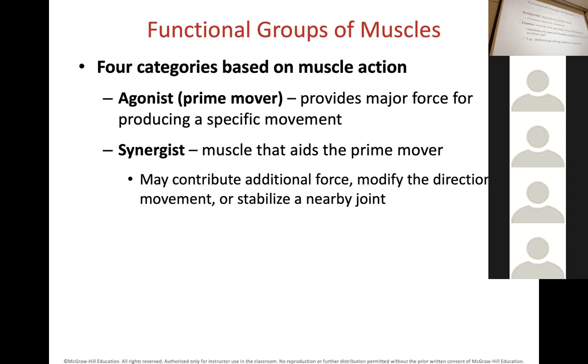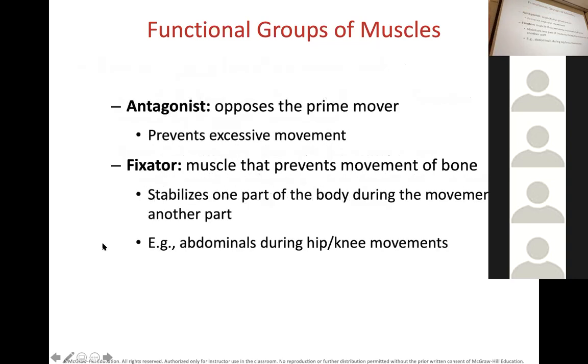And then you have the antagonist, which opposes the prime mover. So why do we have a muscle that's opposing the movement that we want to happen? Basically just to help stabilize the joint. So it prevents any excessive movement. So if you're flexing your arm, the antagonist, which is doing the opposite motion, would be on the back of your arm, your triceps brachii.